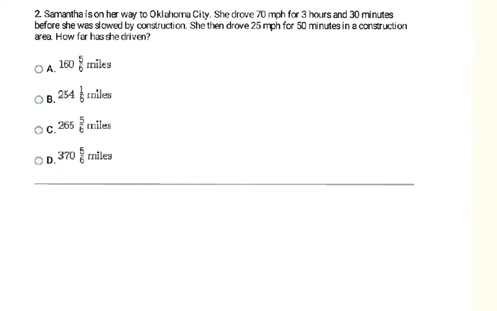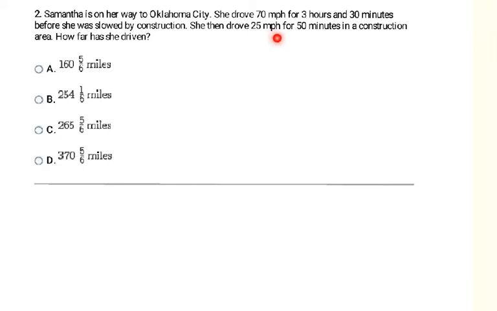Question number 2 reads, Samantha is on her way to Oklahoma City. She drove 70 miles per hour for 3 hours and 30 minutes before she was slowed by construction. Then she drove 25 miles per hour for 50 minutes in a construction area. How far has she driven?